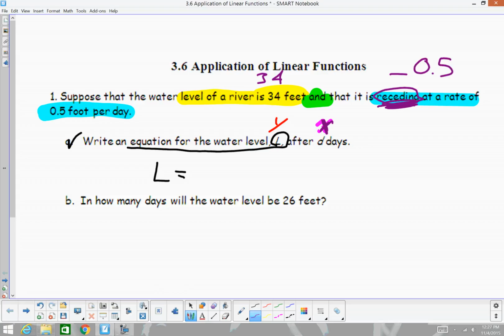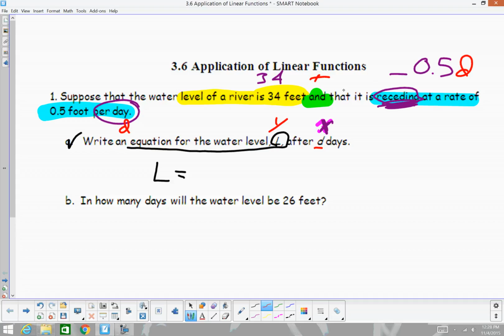0.5. Now, what's changing here? Am I saying after 3 days, after 4 days? I'm not. It's just saying per day, so that's going to change for every day that happens. In this case, it tells me to use D for day, so I'm going to use the variable D. So 0.5 feet per day is just going to be minus 0.5D. Now, the word and means to combine. So if I wrote plus here, I start with 34 plus I'm losing 0.5 feet per day. If I have plus and minus, that's the same thing as subtraction.